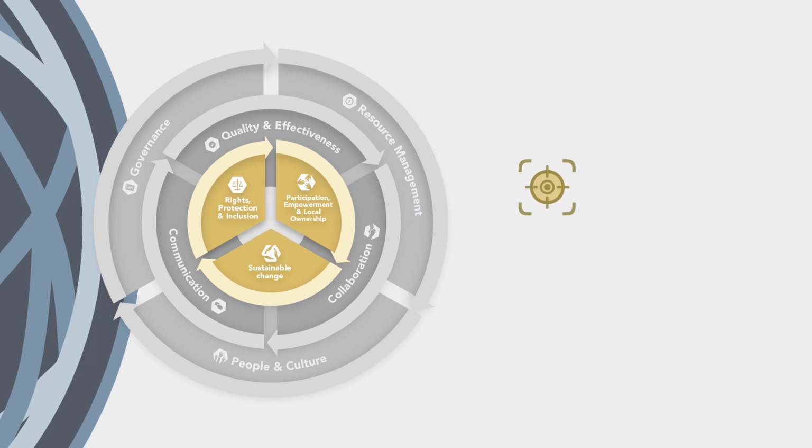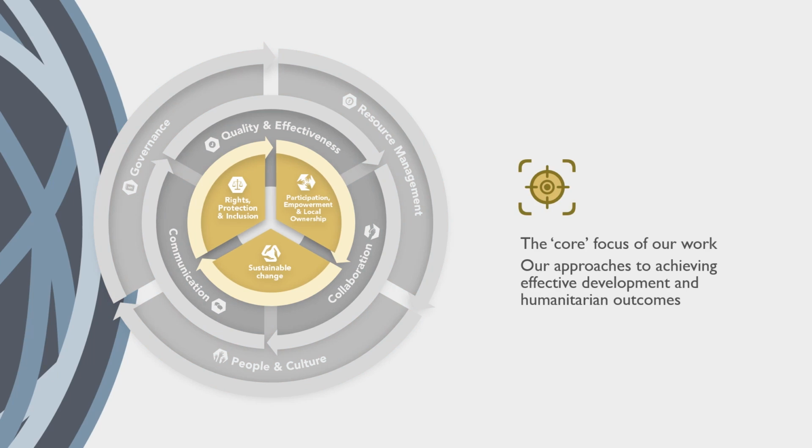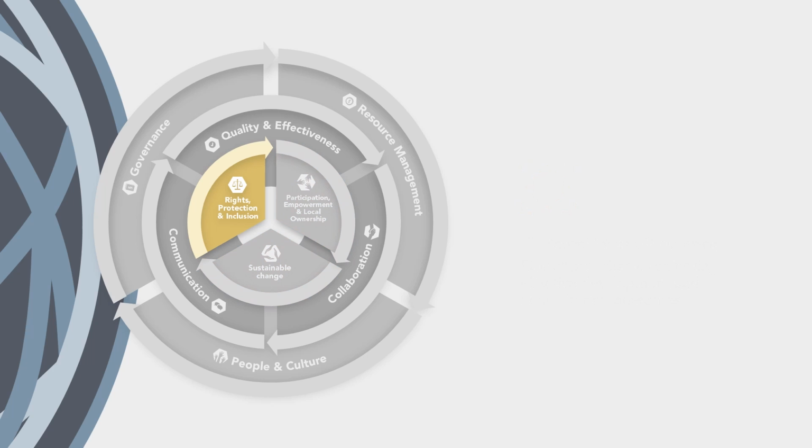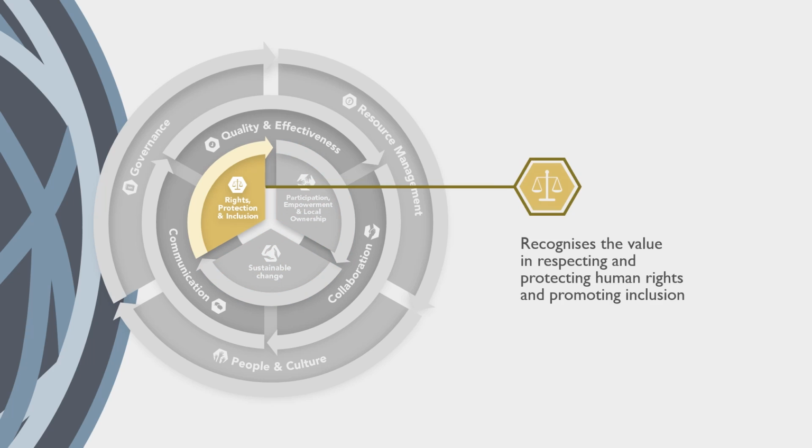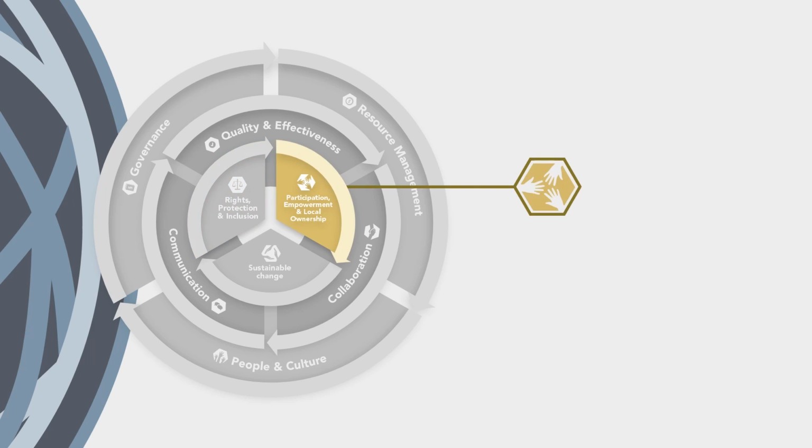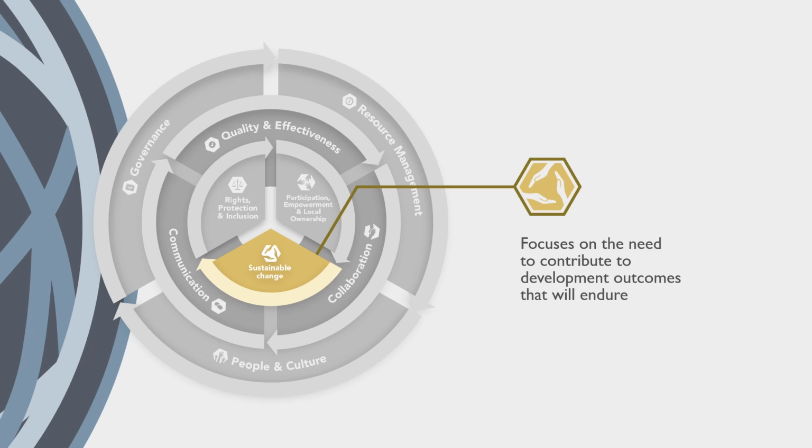These represent the core focus of our work, or in other words, our approaches to achieving effective development and humanitarian outcomes. Rights, protection and inclusion is the quality principle that recognises the value in respecting and protecting human rights and promoting inclusion. Participation, empowerment and local ownership acknowledges the importance of empowering local stakeholders and local systems. And sustainable change focuses on the need to contribute to development outcomes that will endure.